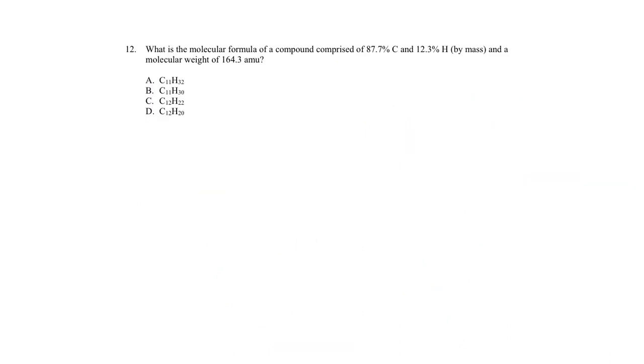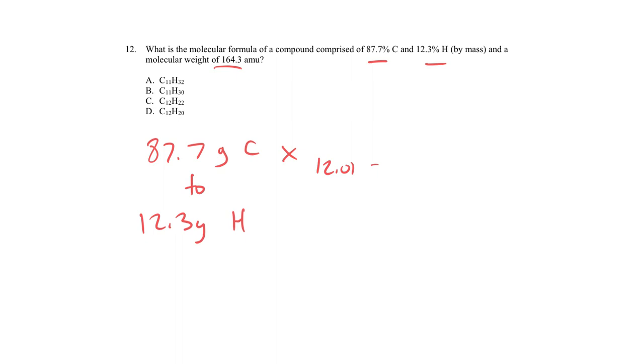Last question on the packet. We know percent C, percent H, and the molecular weight. What is the formula? The way I would approach this problem is start with the ratio of masses we know to be true for this compound: 87.7 grams of C in ratio to 12.3 grams of hydrogen, divided by 12.01 grams per mole of carbon and 1.008 grams per mole of hydrogen. I think this is just CH, but we'll see in a second.